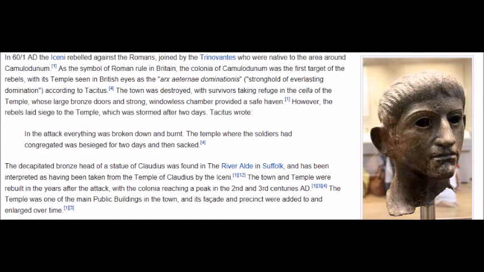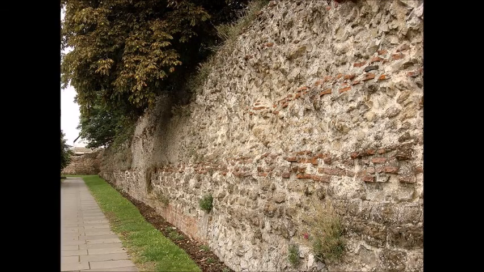Well, they found burnt bits, haven't they? Yes, exactly, burnt bits. The town was destroyed, as we know. In the attack, everything was broken down and burnt. The temple where the soldiers had congregated was besieged for two days and then sacked. The decapitated bronze head of a statue of Claudius was found in the River Alde in Suffolk. And then eventually a wall was placed around the city.